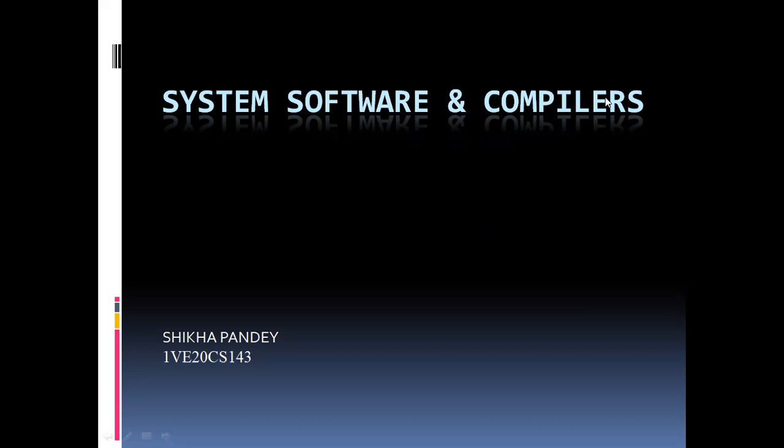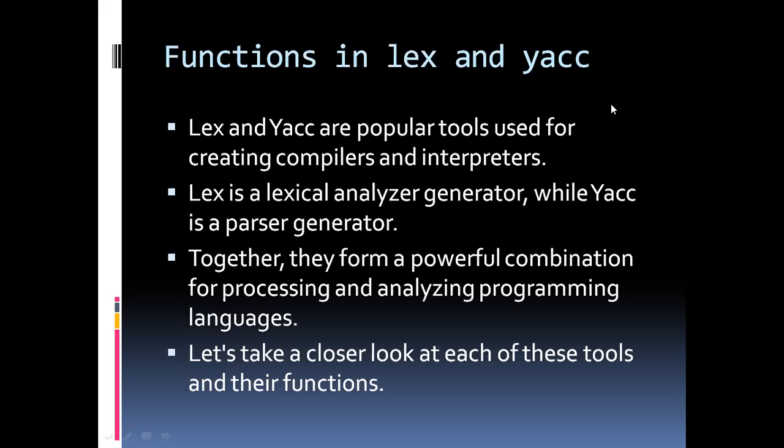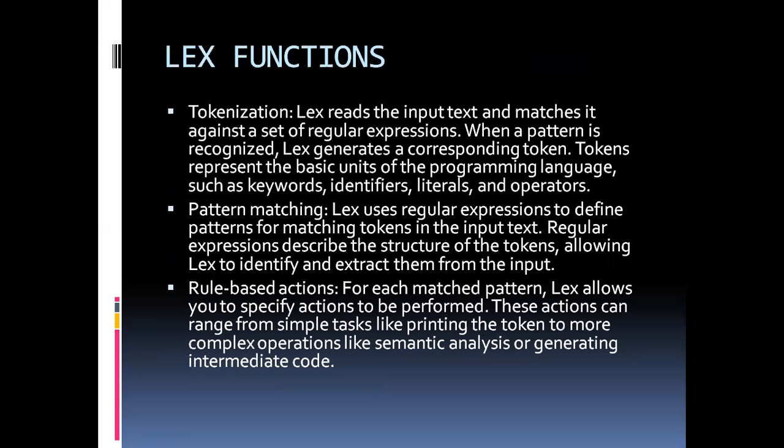So in this system software and compilers, now functions in Lex and Yacc. Lex and Yacc are popular tools used for creating compilers and interpreters. Lex is a lexical analyzer generator while Yacc is a parser generator. Together, they form a powerful combination for processing and analyzing programming languages. So, let's take a closer look at each of these tools and their functions, as how Lex and Yacc work together for the processing of the programming languages.